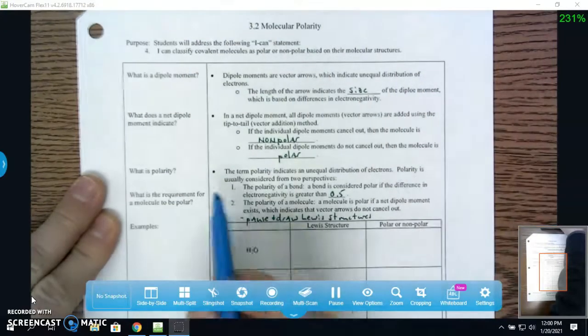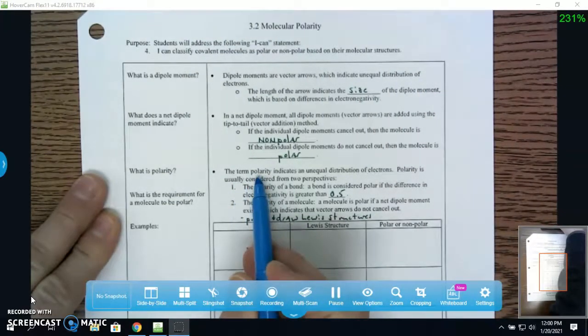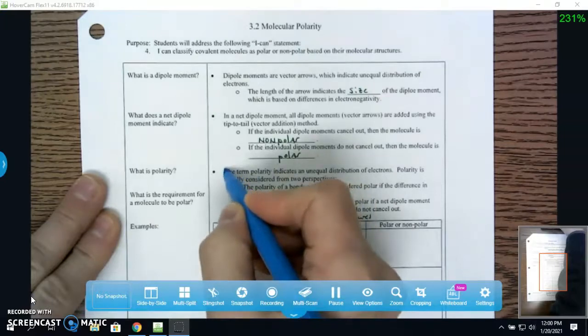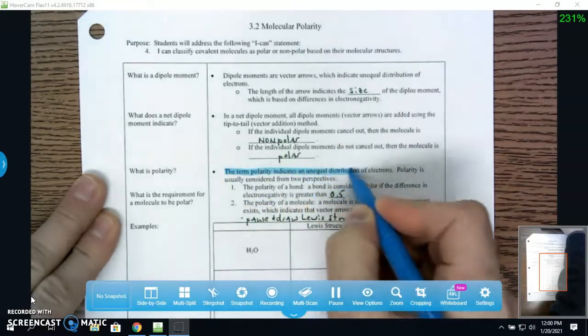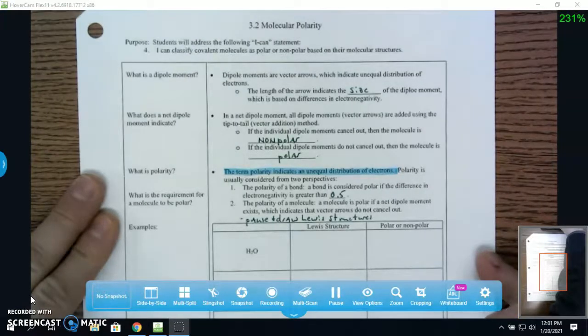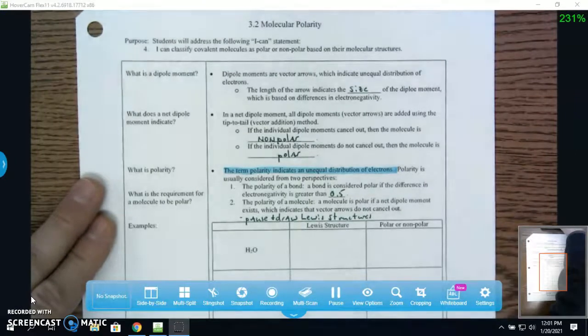Down here, however, this concept about polarity is really important, so I'm going to highlight this. The term polarity indicates an unequal distribution of electrons, meaning if something is polar, then it has an unequal distribution of electrons. If it's nonpolar, then it has an equal or an even distribution of electrons.